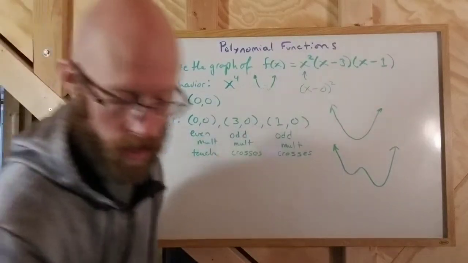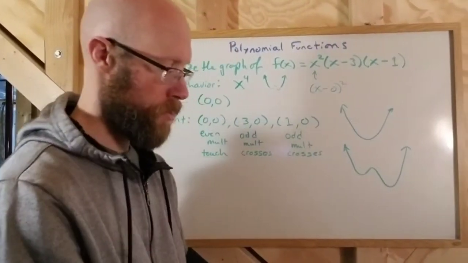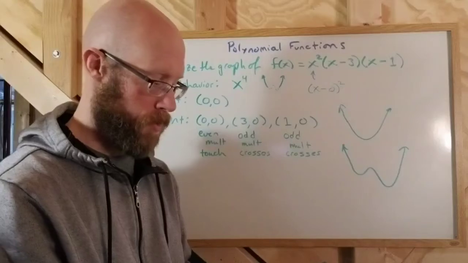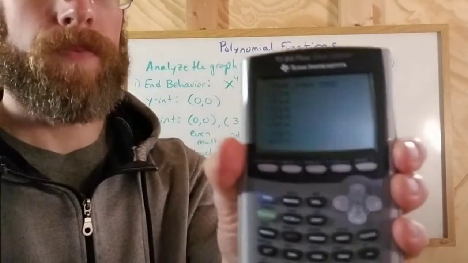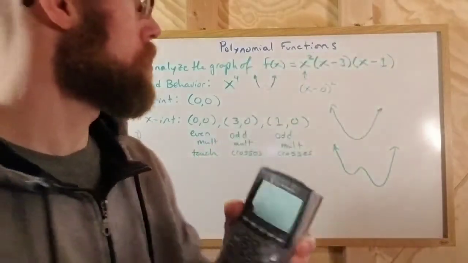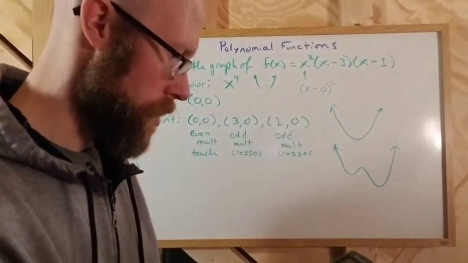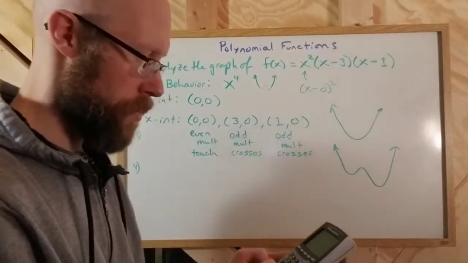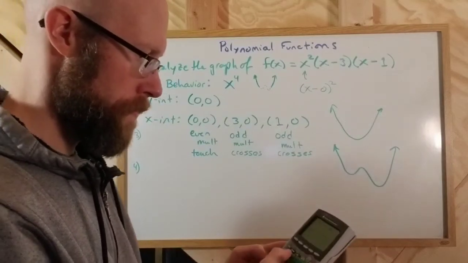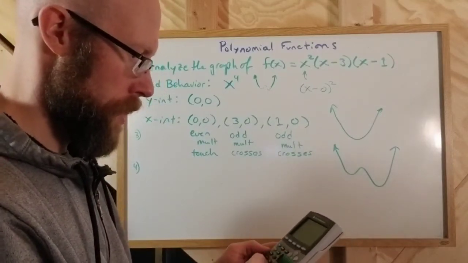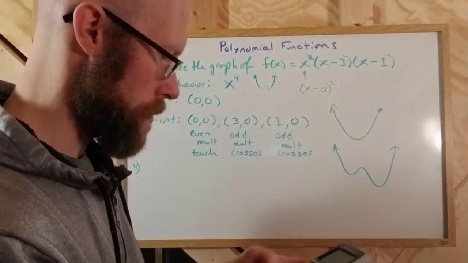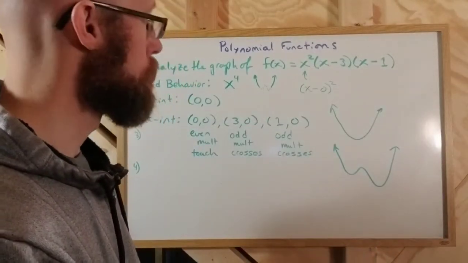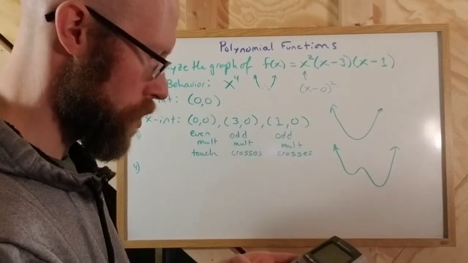Okay, so then let's go ahead and plot the graph. So I'm going to go to my y equals screen. Okay, so I'm in y equals now. And then I'm simply going to type in this function. So it's x squared, and then times, and I'm going to put these in parentheses, parenthesis x minus 3, parenthesis, and open another one, x minus 1, close parenthesis.